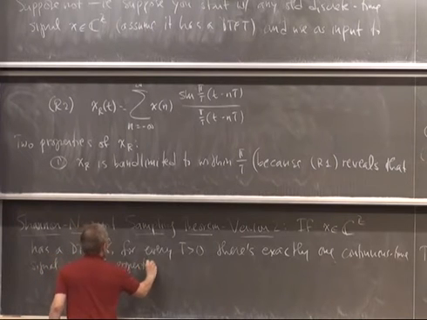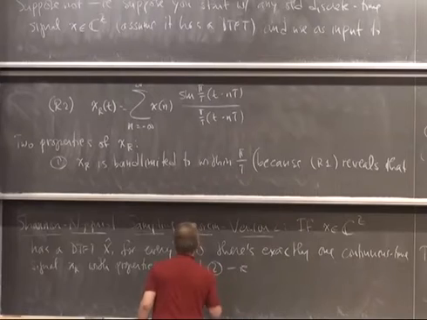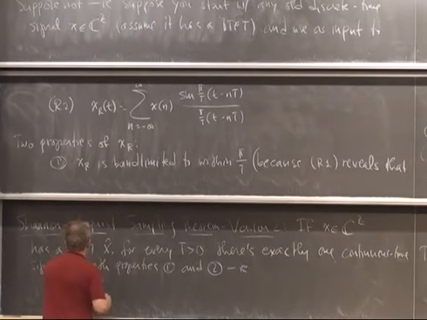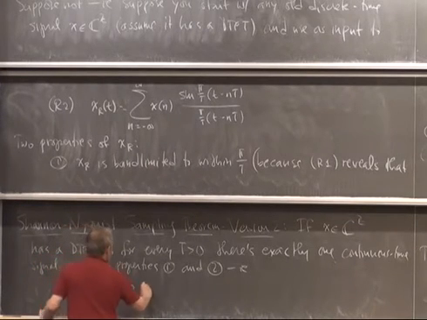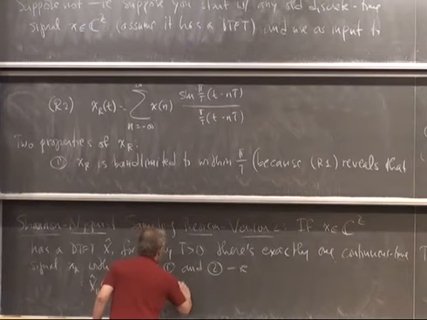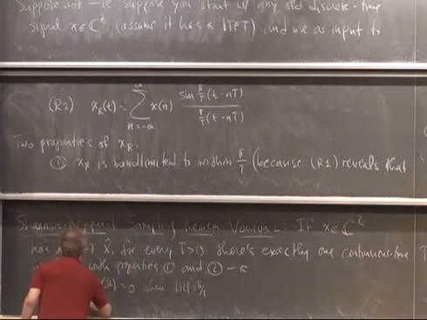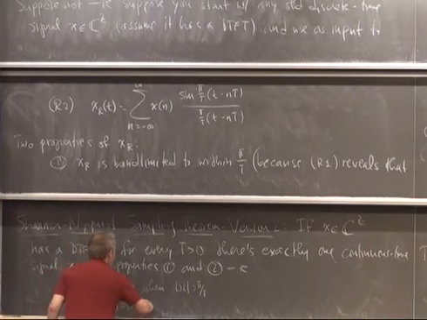So with properties 1 and 2, i.e., x sub r hat of capital omega is 0 when omega is bigger than pi over t, and x sub r of nt equals x of n for all n.